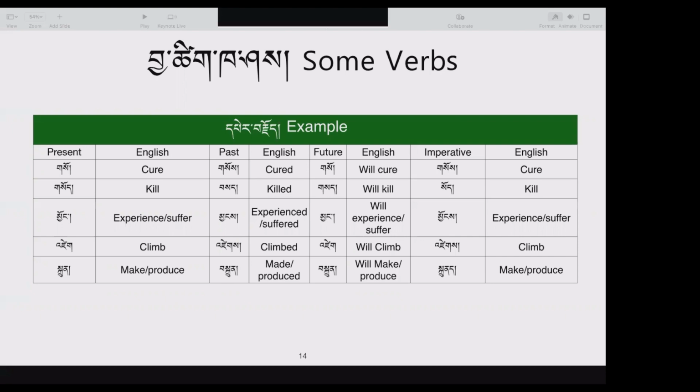Dun: make or produced or manifest. Dun: to have made or to have produced. Dun: will make or will produce. Dunt: commanding someone to make or to produce. Tungentun, which means to produce or to make, to produce or to provide facility. So these are the verbs.